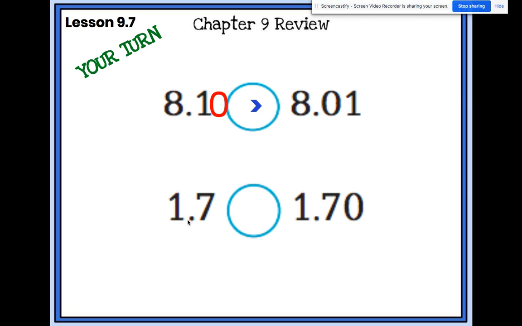Come down to the bottom. We wanted to add our 0 to show it as hundredths. And they look the same, so they are equal to each other.